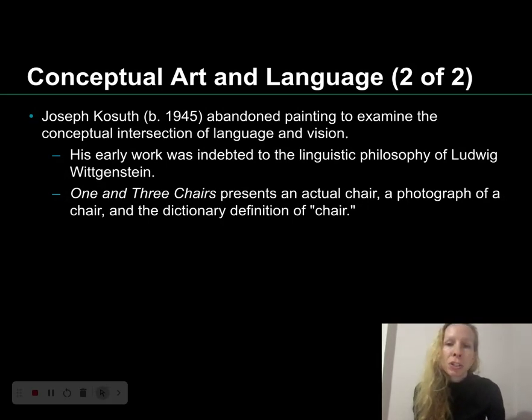So, conceptual art and language, which I really feel like abandons painting to examine this conceptual intersection of language and vision, symbolism, and what the art object is. So Joseph Kosuth's early work was indebted to the linguistic philosophy of Ludwig Wittgenstein. So a lot of artists were looking at philosophers, academics, other subject matters to infuse within their art. So One and Three Chairs presents an actual chair, a photograph of a chair, and the dictionary definition of a chair.